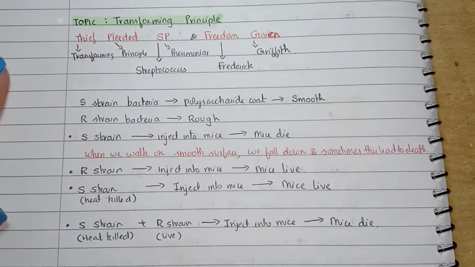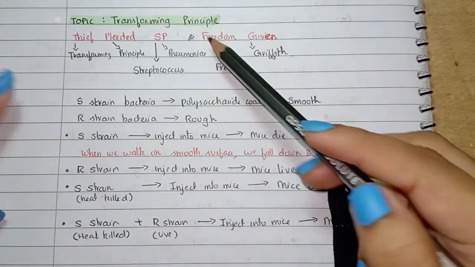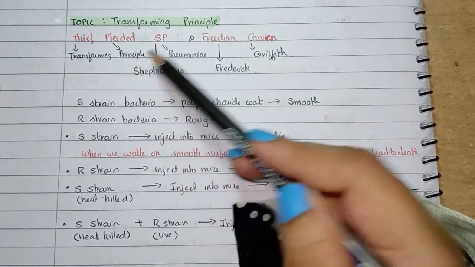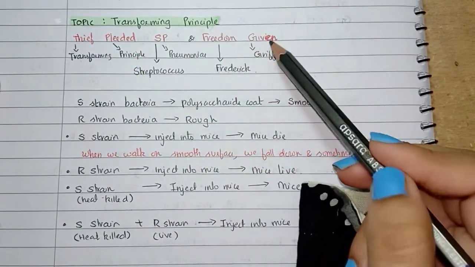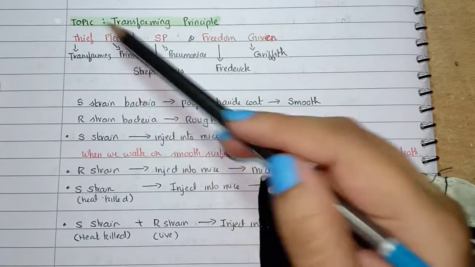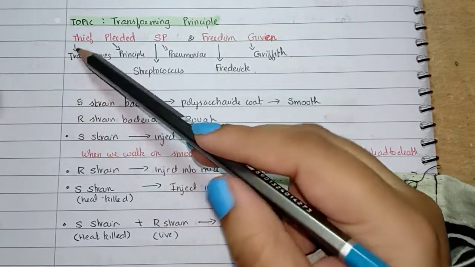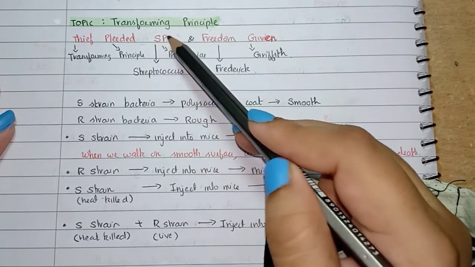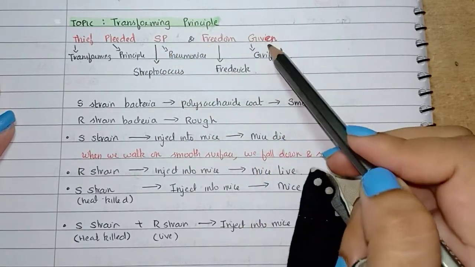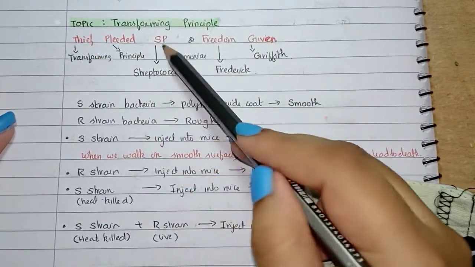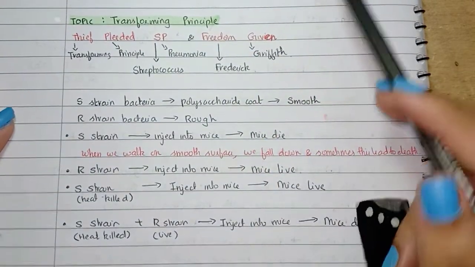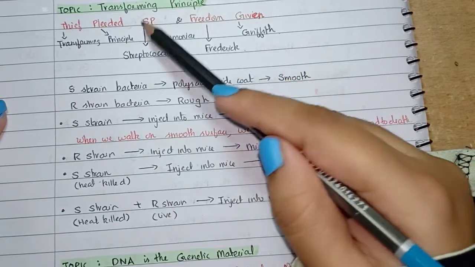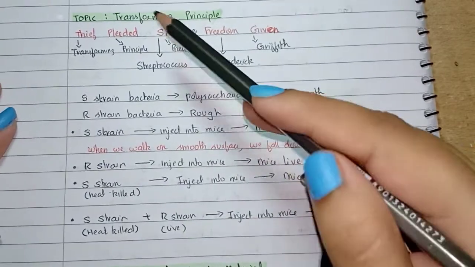Okay, the next topic is the transforming principle. In the transforming principle, the trick is "thief pleaded SP and freedom given." We looked at this thief in the previous trick. So the thief pleaded SP, and freedom was given to him. This is not that same SP, sugar and phosphate, but someone else. Okay, let's look who it is.